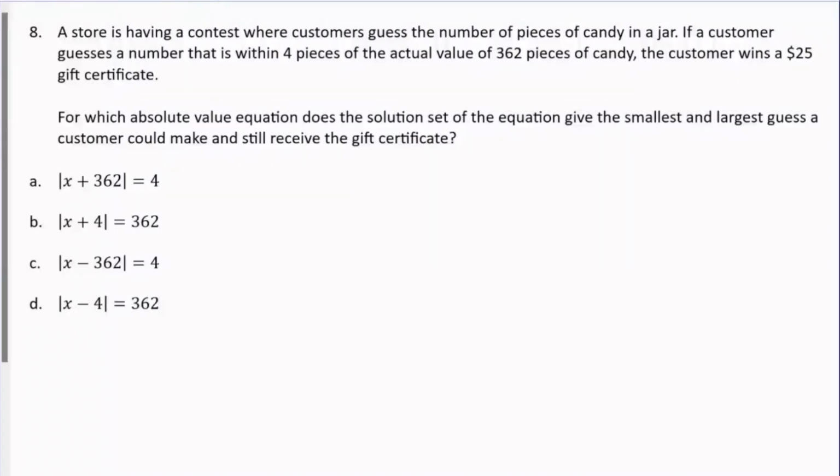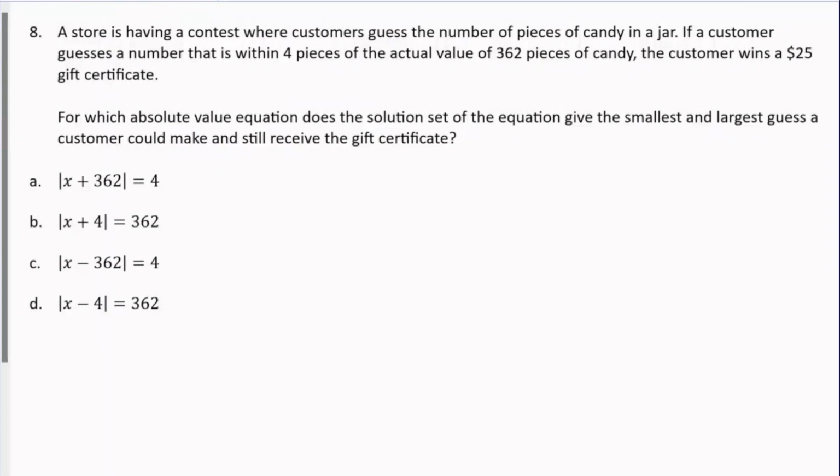All right, number 8. It says a store is having a contest where customers guess the number of pieces of candy in a jar. If a customer guesses a number that is within 4 pieces of the actual value of 362 pieces of candy, the customer wins a $25 gift card. For which absolute value equation does the solution set of the equation give the smallest and largest guess a customer could make and still receive the gift card? All right.